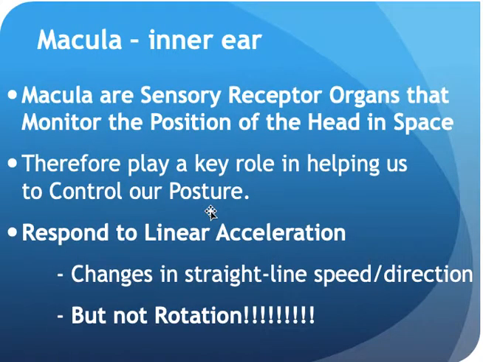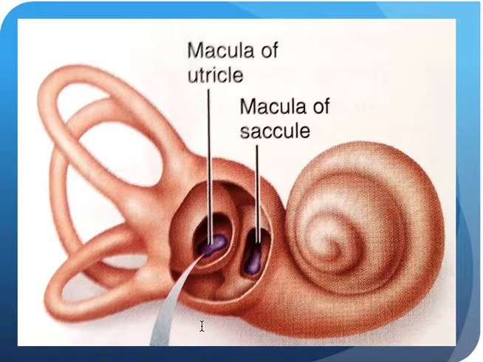Okay, so here is our macula. They're going to be the sensory receptor organs that monitor the position of the head in space. Therefore, they're going to play a key role in helping us to control our posture. And again, the macula are going to be the ones that respond to linear acceleration, okay, so changes in straight line speed direction. But again, these ones are not going to be the rotation. The ones that are going to help us with rotation are going to be the ones that are in the semicircular canals. Okay, so here's our little pictures of our macula in the utricle and our macula in the saccule.